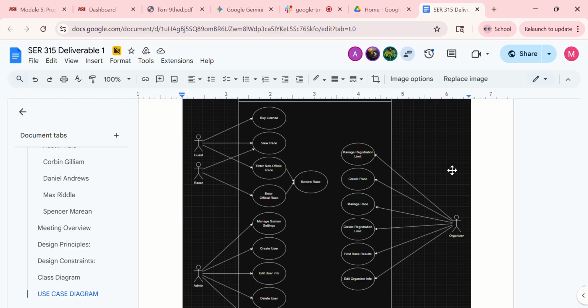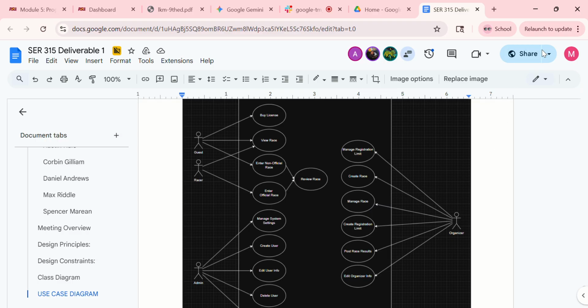And the guest and racer are 2 very similar actors. The main difference is that the racer is able to enter official races and they don't need to buy a license. The guest can buy a license and become a racer, and they can also enter a non-official race. And they can both also review races at the end. And that is the use case diagram.